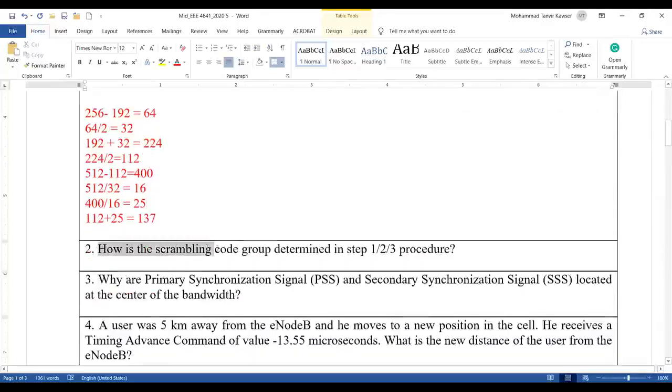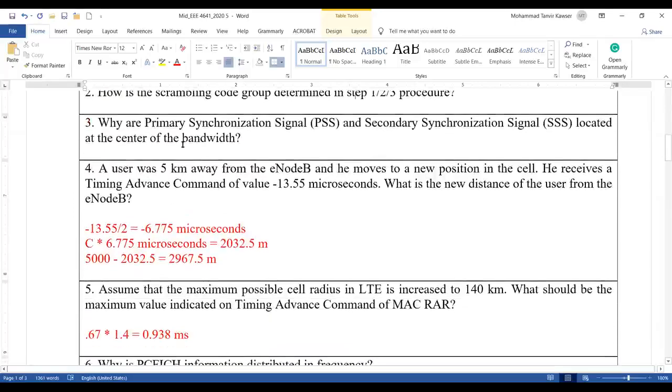And then the second question, I think most of you might be able to answer. It is sort of descriptive, and a short description should be enough. Why are PSS and SSS located at the center? Okay, because you had no idea of the bandwidth before synchronization, the bandwidth the particular operator is using.